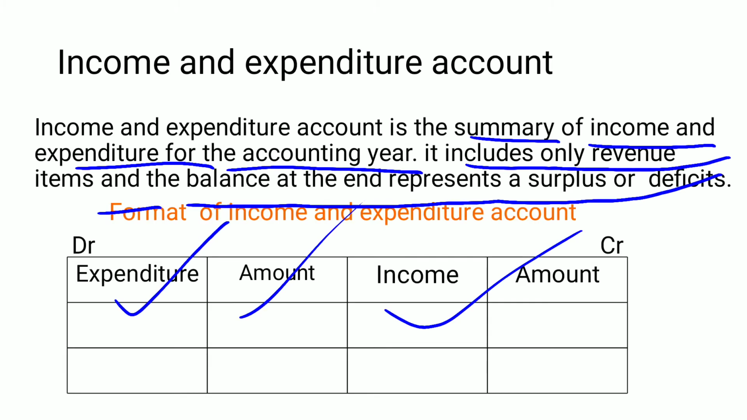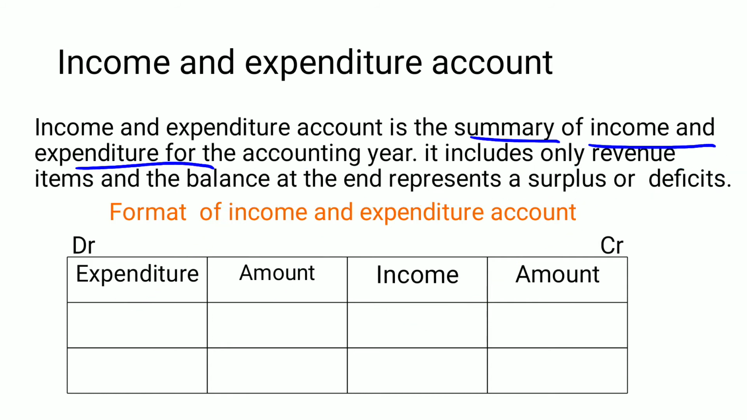Now, in this class, we will discuss income and expenditure account. This is the second one in the final accounts, okay? At the end of the year, these accounts are closed. What do you mean by income and expenditure account? How it is prepared, that we need to understand.